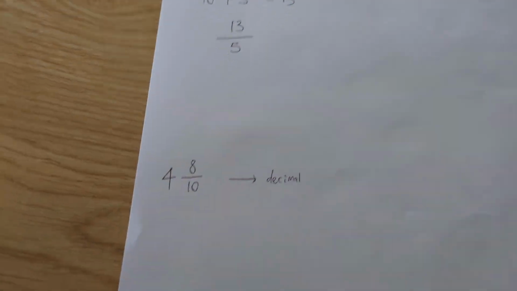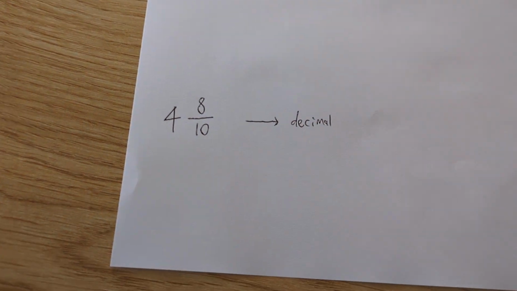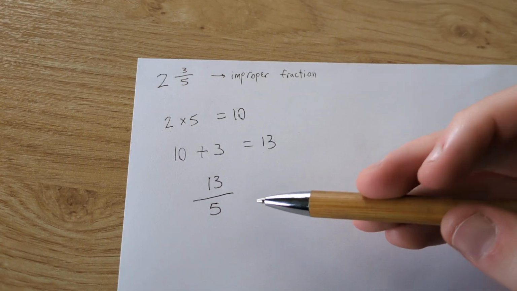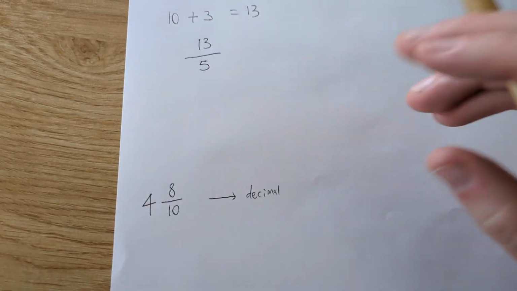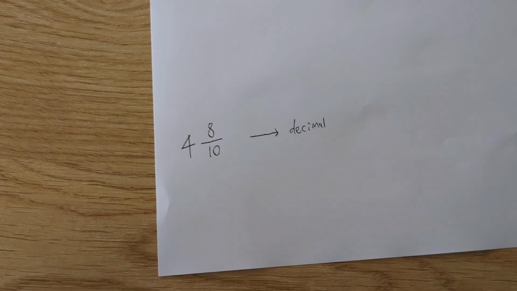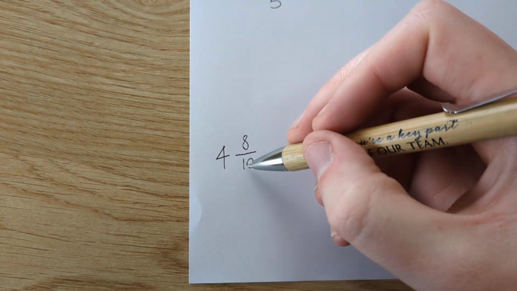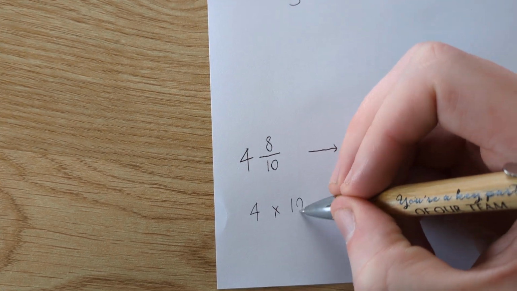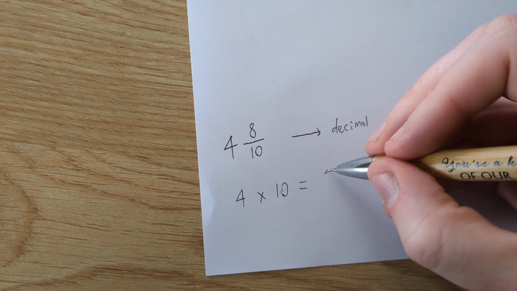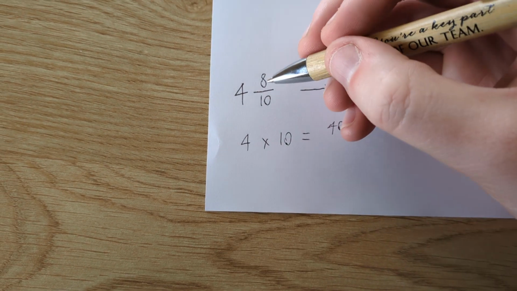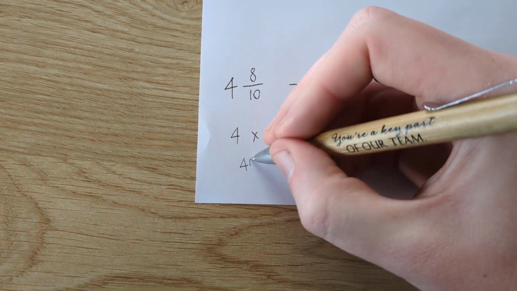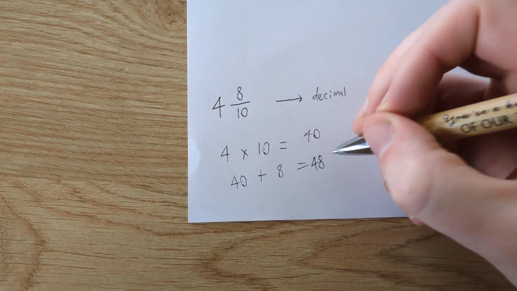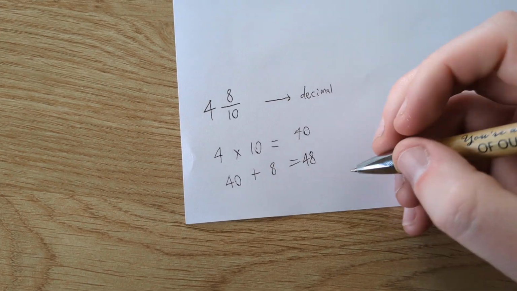All right, well, what if we want to convert a mixed numeral to a decimal? We do the exact same thing here, but at the end we just divide the top number by the bottom number, but it'll be good practice. So we times this by this, equals 40. Then we add the little 8 onto the 40. So new numerator. Denominator stays the same.